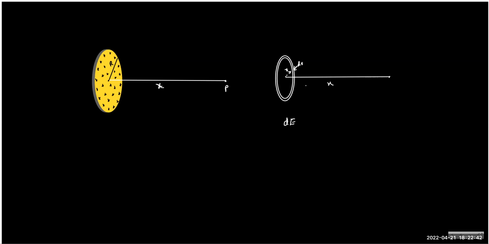Sir, for the elementary ring, we just put kqx divided by (r square plus x square) whole power 3 by 2. And in q, we put q by pi r square into 2 pi r dr only, right, sir? Instead of q, you have to take sigma, because I forgot to mention, the answer should be in terms of sigma. So you can convert the answer into sigma. Sir, that means it's just sigma into 2 pi r dr. Yeah, correct.